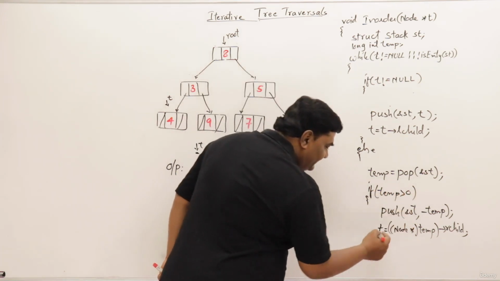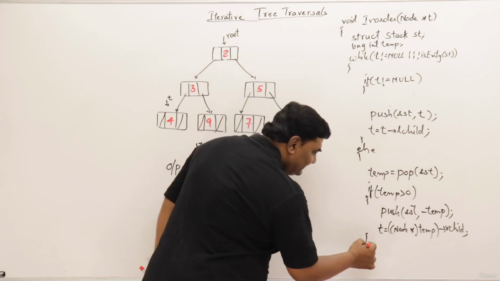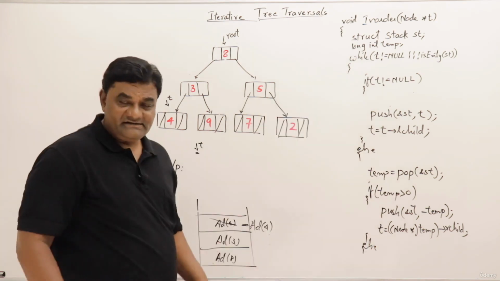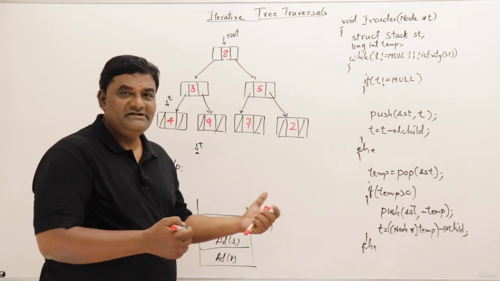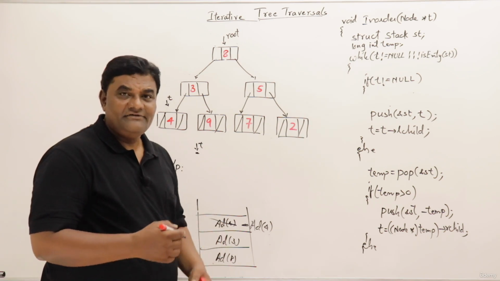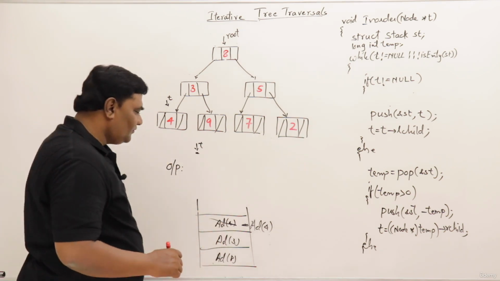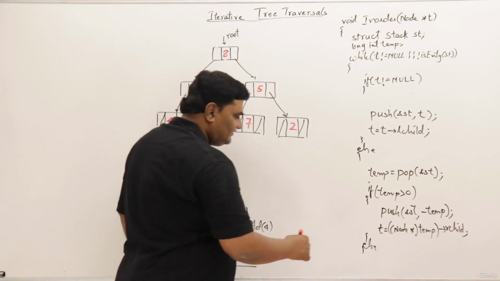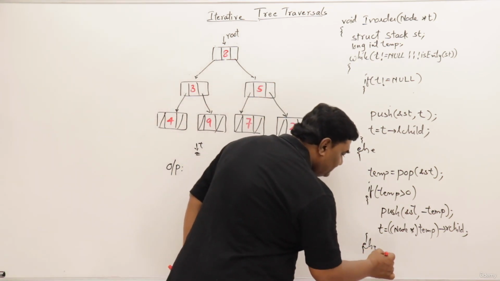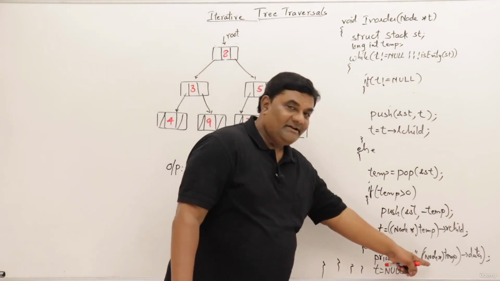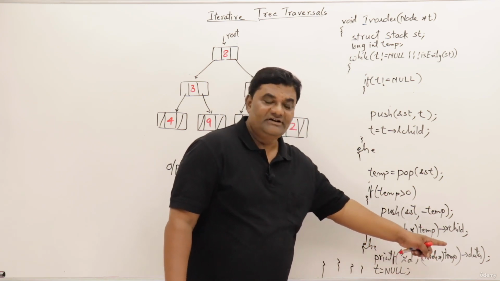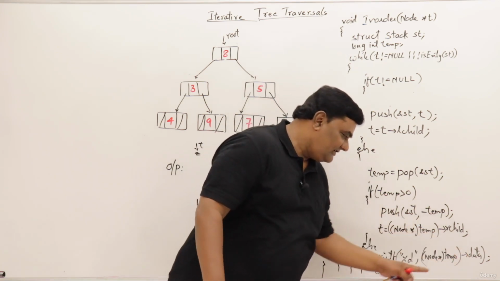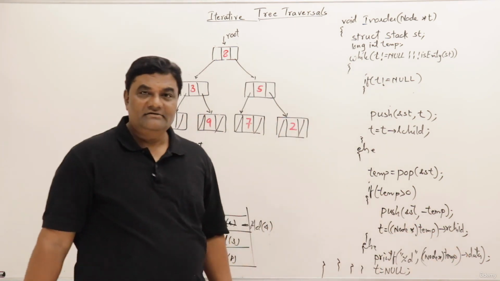If it is not greater than 0, it means it is less than or equal to 0. Anyway, it will not be 0 here. So it is negative. If it is negative, then what should we do? Print the data and again make t null. So print the data by typecasting that numeric value into an address, and make t null.